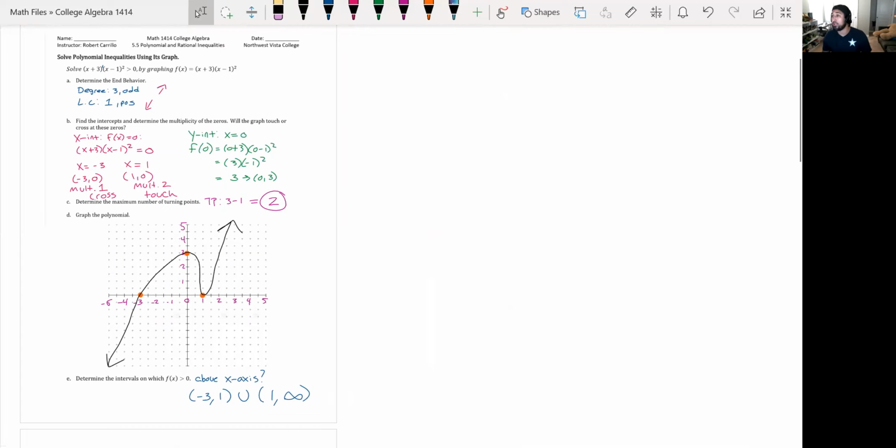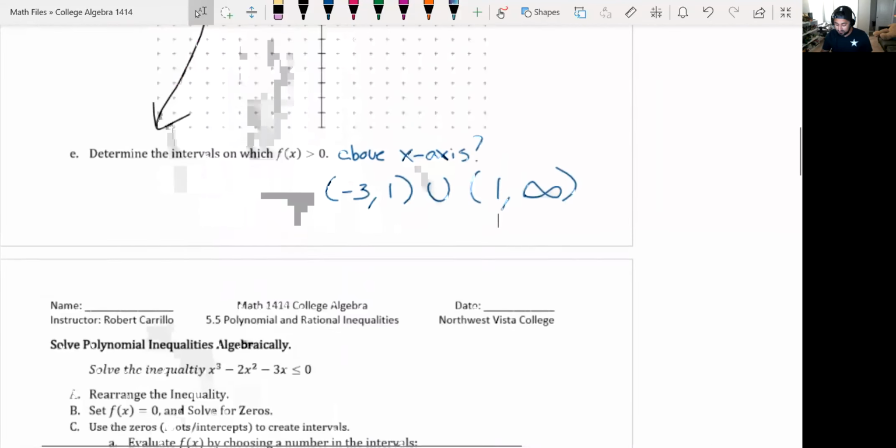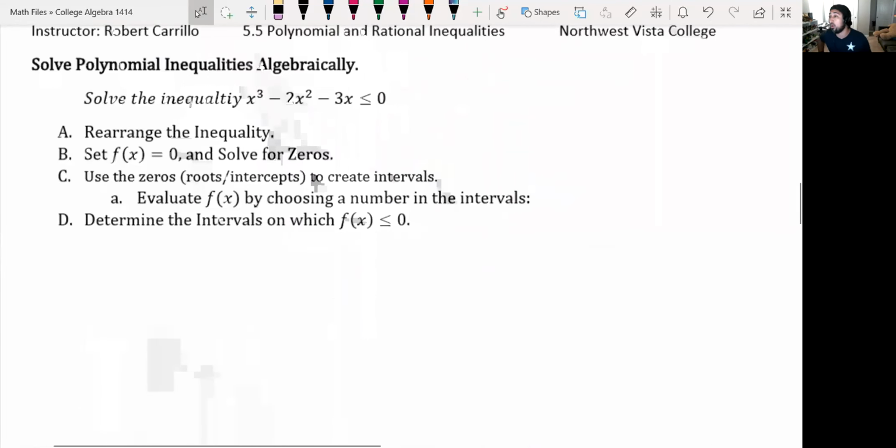Now, if you absolutely hate graphing, well, lucky you. The next one is solving the inequality algebraically. No graph involved, which is perfect, because this means we do not care about end behavior, turning points, or a y-intercept. We just care about x values on a number line. That's it. Couldn't get easier than that, I think.